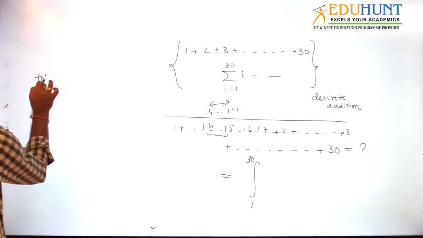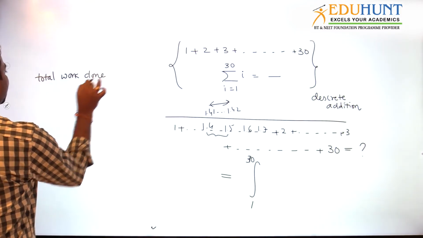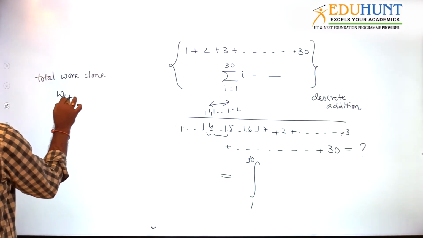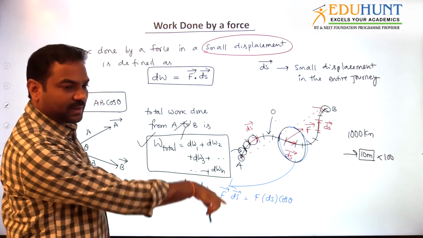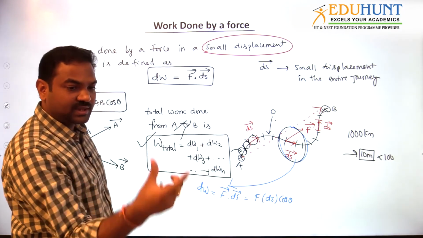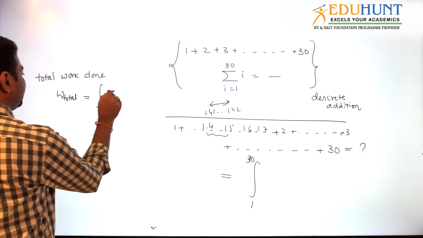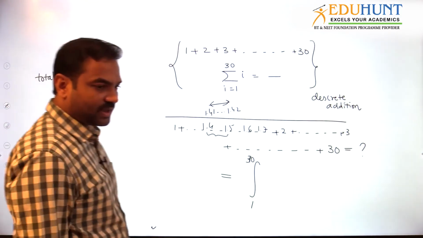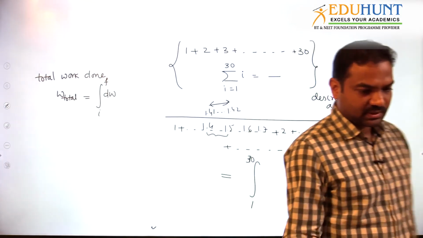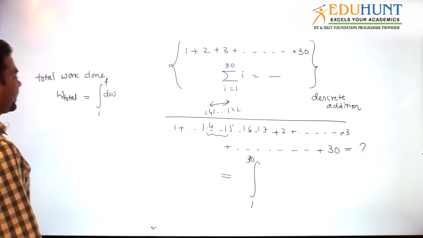So what is the total work done, I can write down. Total work done is dw1 plus dw2, dw3 and dwn, n small work done to be added. So that is nothing but integral dw from some initial limits to final limits. Those limits I'll talk about later, okay? I'll talk about those limits, but try to understand this, okay?